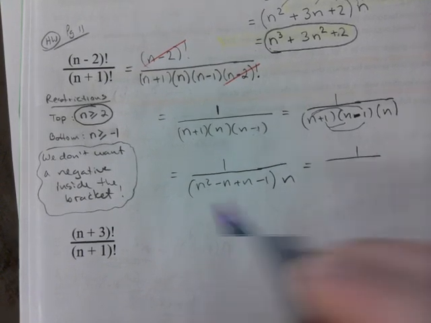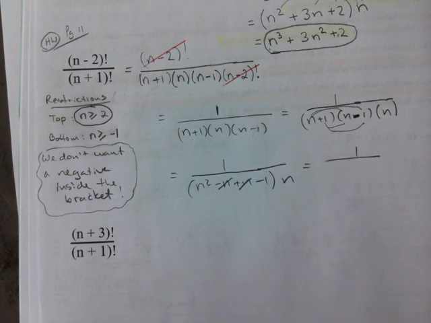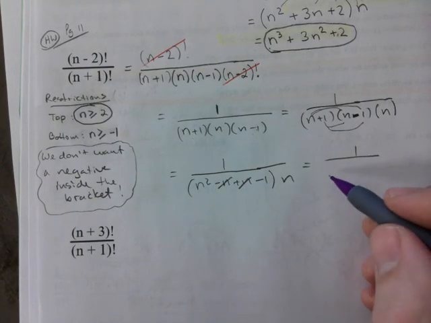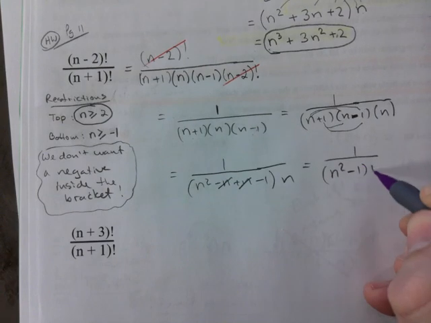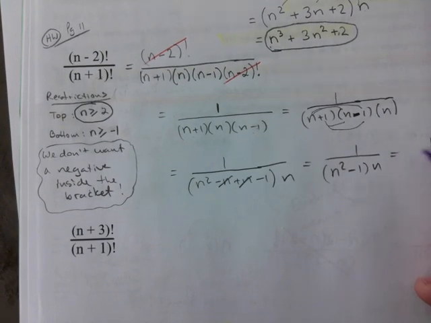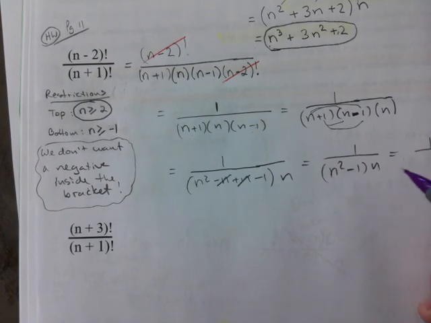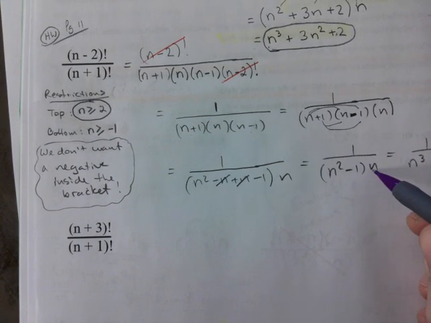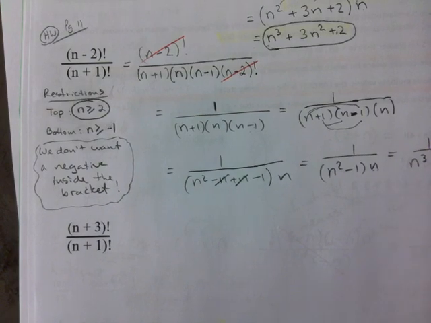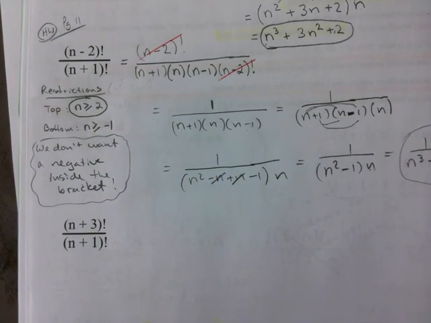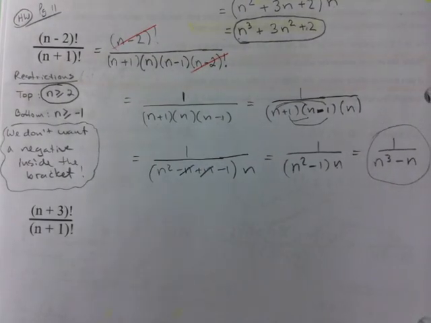Let's clean it up a little bit. These actually cancel out. It's a difference of squares. So n squared minus 1 times n. And this multiplies that. That'd be n cubed. n times negative 1 is negative n, like that. We're good? Oops, you can't see it.